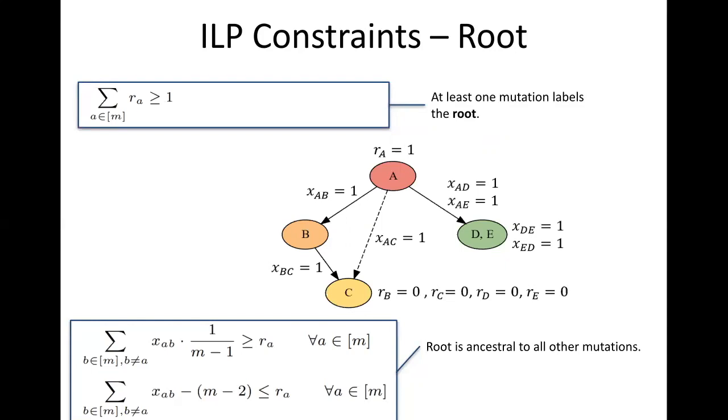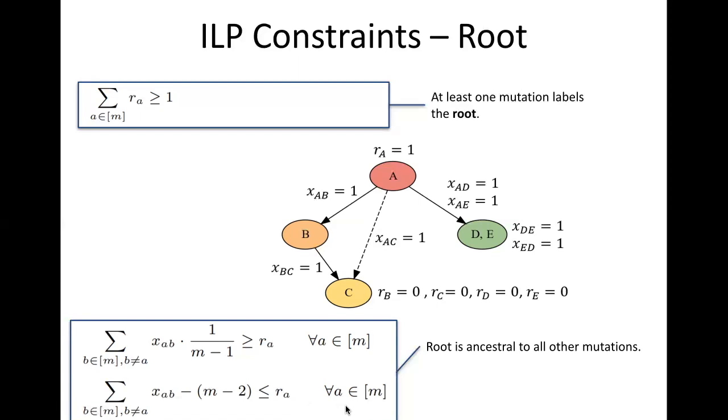Here in the first inequality, we require that all mutations labeling the root are ancestral to all other n-1 mutations. And similarly, since I only want one root, any mutation that doesn't label the root must be ancestral to fewer than n-1 mutations, coded by the second inequality here.